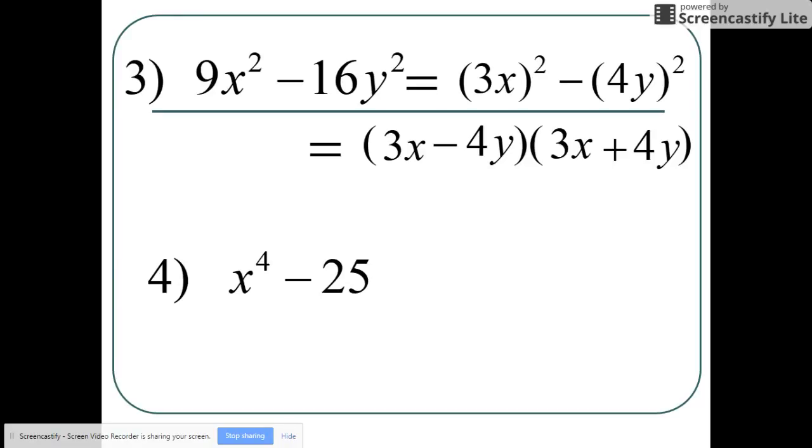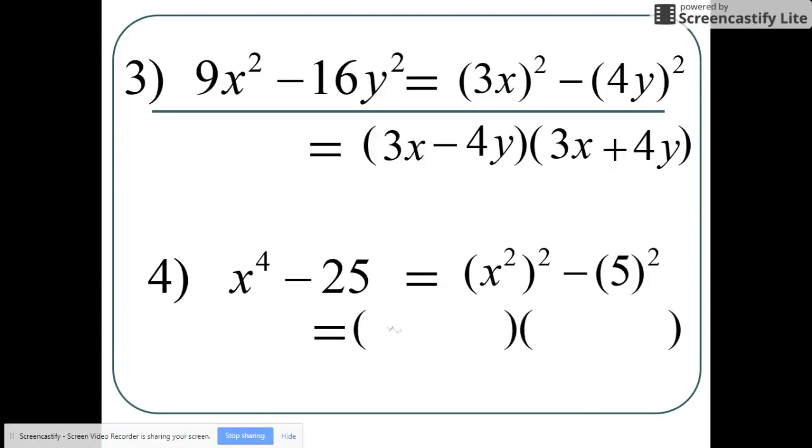Let's look at this one, slightly different, but I know you'll be able to do it. So what have we made up here? This would be x squared, okay? And then that would be 5 squared. So let's put them into two brackets. We've got x squared in the one, x squared in the other, 5 in the one, 5 in the other, and we've got a plus and we've got a minus. And there you go, you've answered it. So I want you to go ahead and start trying to do these.